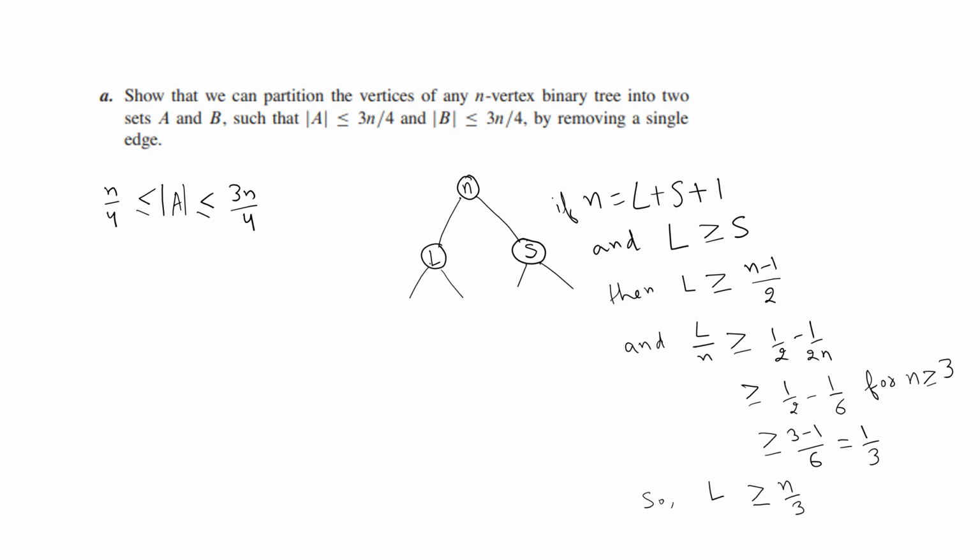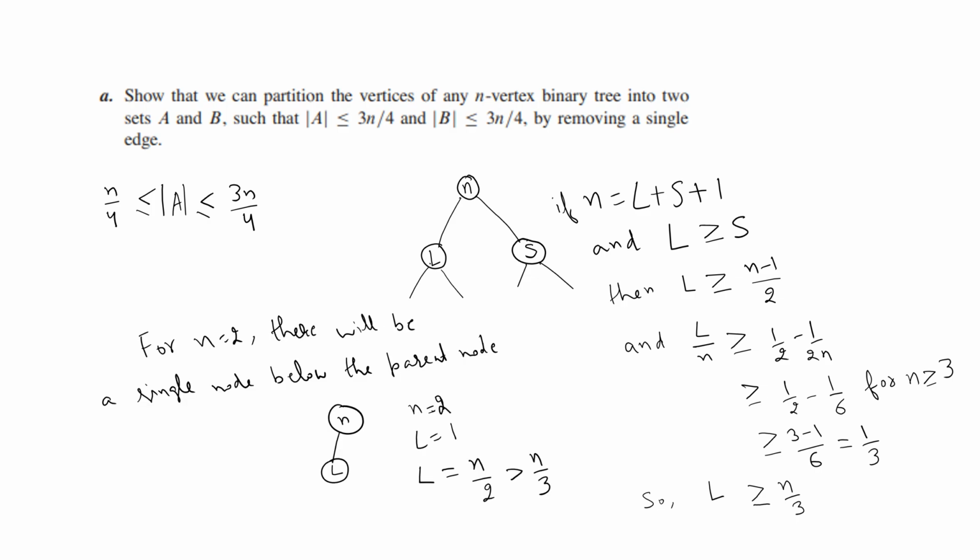When n is less than 3, let's assume that n is 2. What will happen if n is 2? If n is 2, then obviously there will be only one child node below n. So this will be the shape of that tree, and n will be 2 and L will be 1. And in this case L is actually equal to n by 2, which is greater than n by 3.